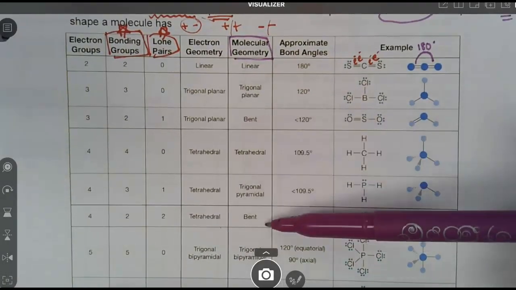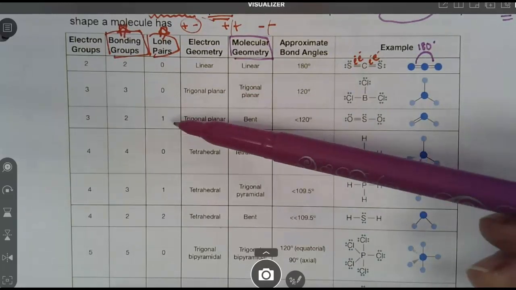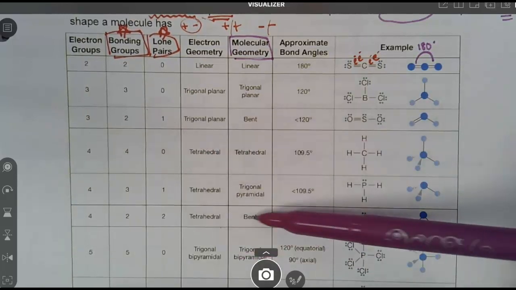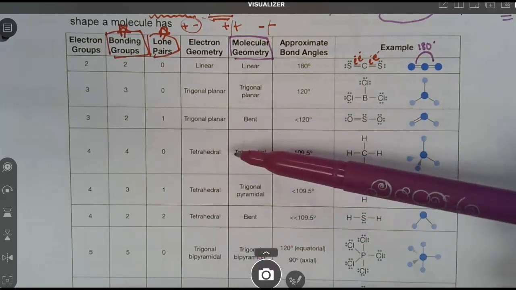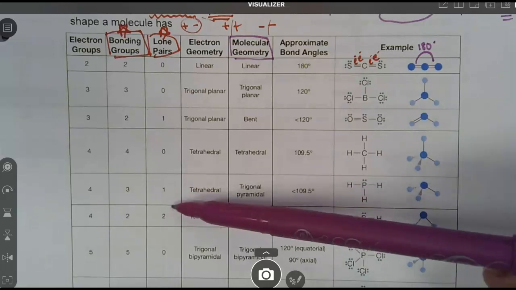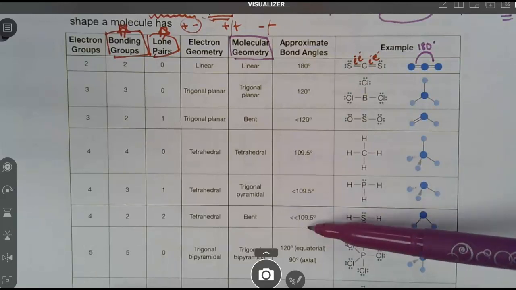So there's a bent here and a bent here, and that is because it's dependent on the lone pairs. Our first bent molecule here has one set of lone pairs, and this bent molecule has two sets of lone pairs. So both of them have the same name, but we see that the lone pairs are different. When you have a second lone pair on there, it is going to take up space, and therefore your degree angle is going to change, right?